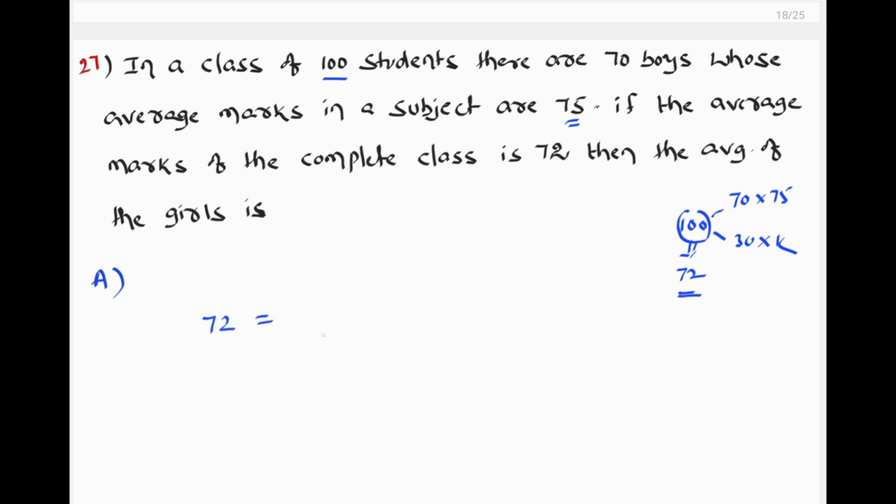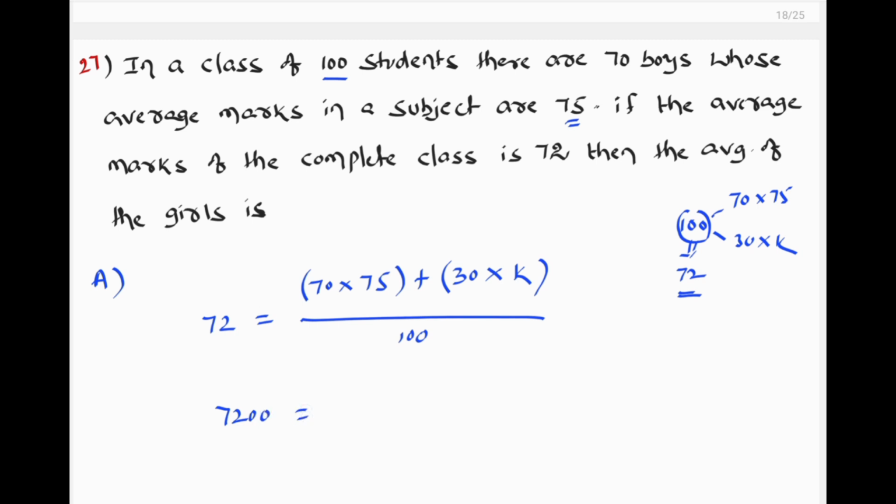Okay, so out of 100 people, the average of 70 boys will be 75. Out of 100, 70 are boys, therefore 30 will be girls. We don't know the average of girls. So 100 into 72 equals 70 into 75, which is 5250, plus 30k.